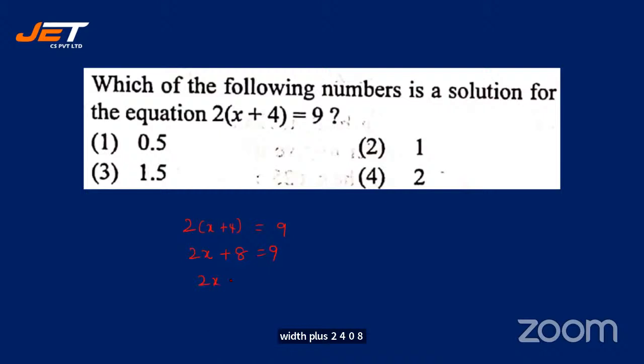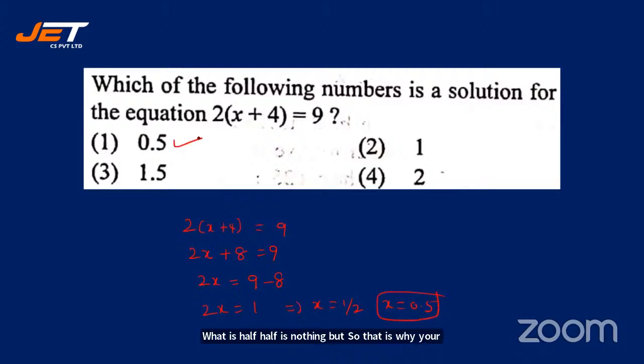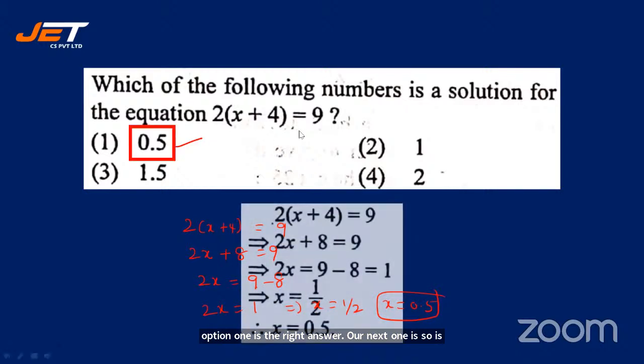So now let us find out the value of 2x. After equal to, the number will appear without any change. This plus 8, when it goes to the other side, becomes minus 8. So 2x is equal to 9 minus 8 is 1, which implies x is equal to 1 divided by 2. What is half? Half is nothing but 0.5. So that is why your option 1 is the right answer. All right, students, is this clear? The solution for this equation is only 0.5. See the next question.